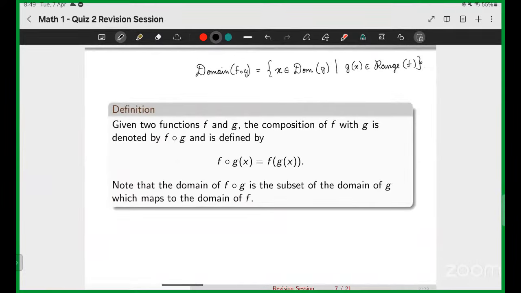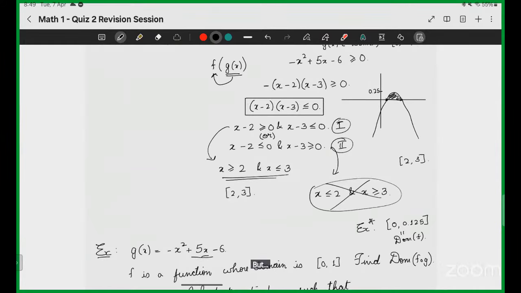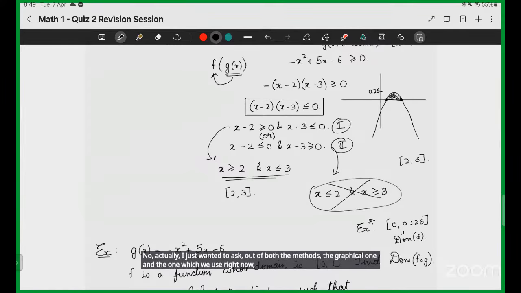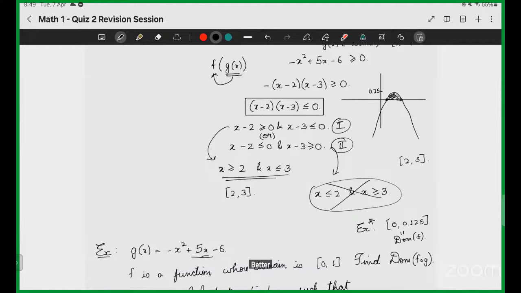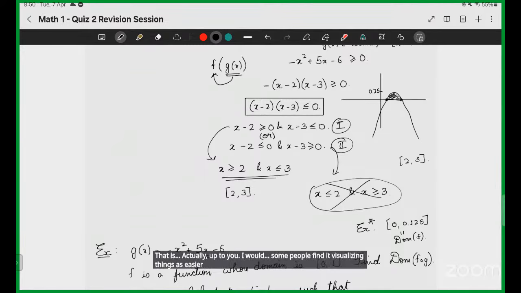Is there a doubt? No, actually, I just wanted to ask, out of both the methods, the graphical one and the one which we use right now, which one is better from an exam point of view, which saves time? That is actually up to you. Some people find visualizing things easier, and some people find just solving the inequality easier. That is your choice. Whatever works faster for you.